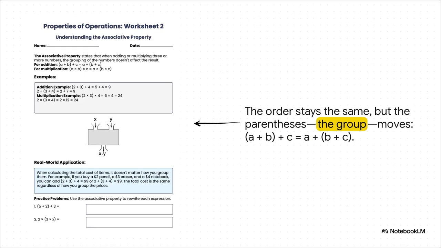So for example, if you have, let's see, 5 plus 2 plus 3. Now, look closely. The numbers on the other side are in the exact same order. 5, then 2, then 3. But the group has changed. The parentheses have moved to group the 2 and the 3 together instead. The associative property guarantees the final answer will be identical.